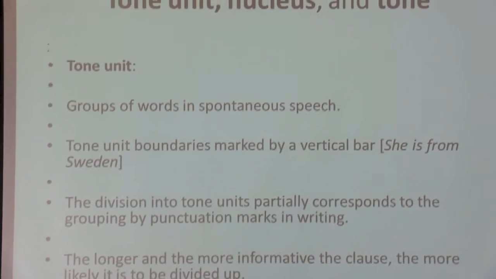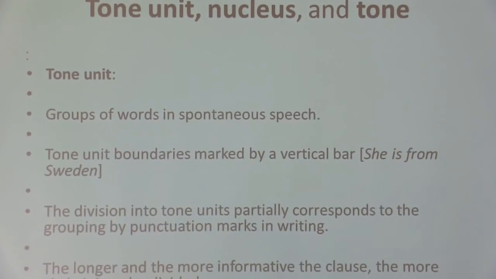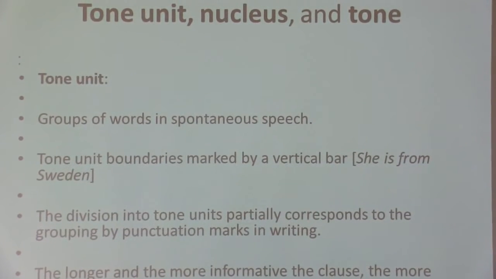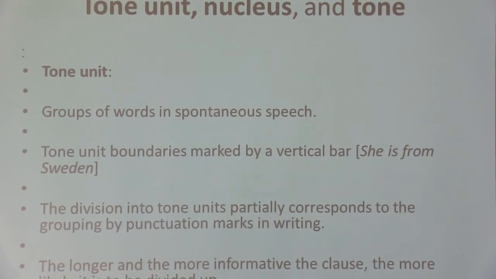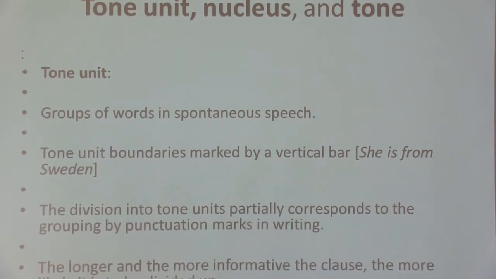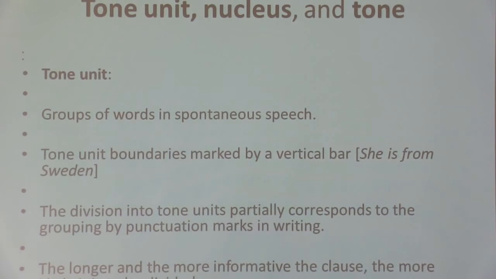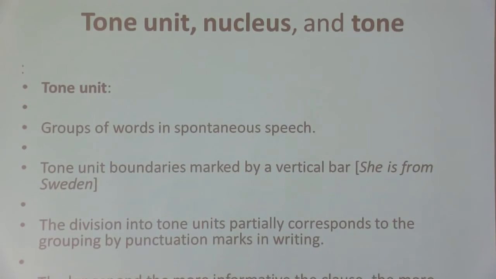If you look at the chapter in the book, there are a few technical things which we need to understand before we can start to talk about intonation. And you'll again see examples of this as we go on. The first thing that the chapter talks about is something called a tone unit. A tone unit is a bit like a sentence, if you like. We break up speech into smaller parts, into tone units. And as you can see, they are marked by a vertical bar. For example, she is from Sweden.